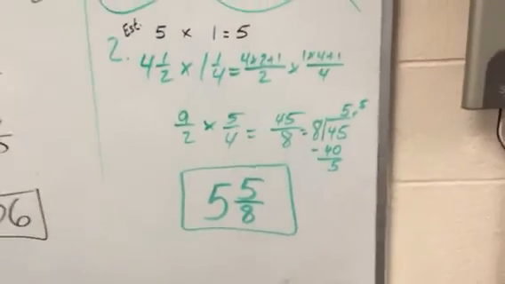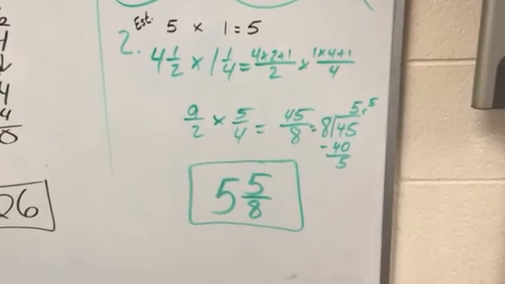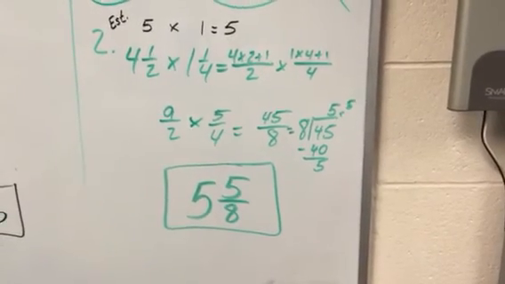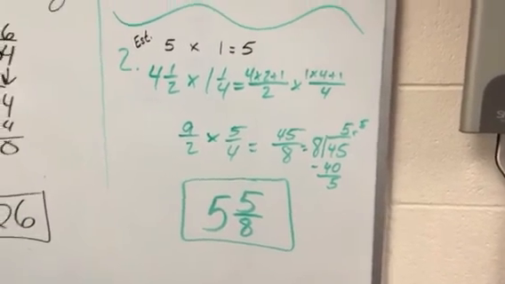Notice that's pretty close to my estimated answer of 5, so I know that 5 5/8 is reasonable. And that's how we multiply mixed numbers.